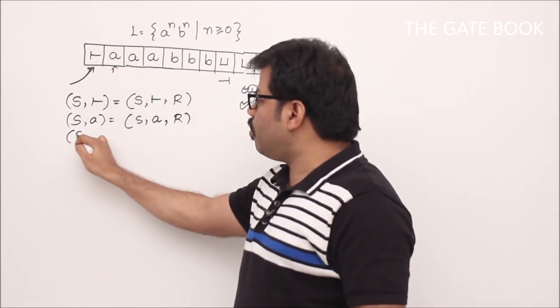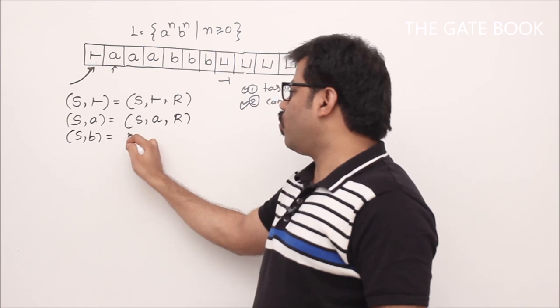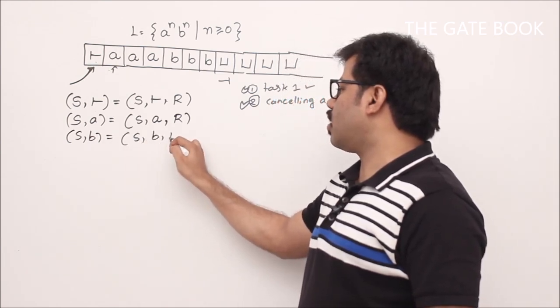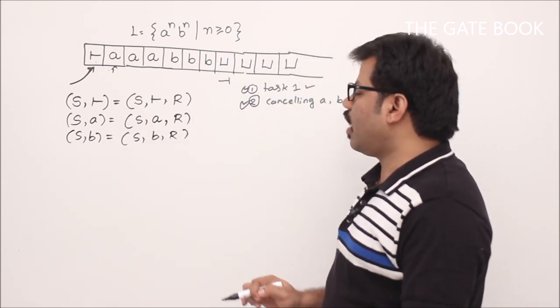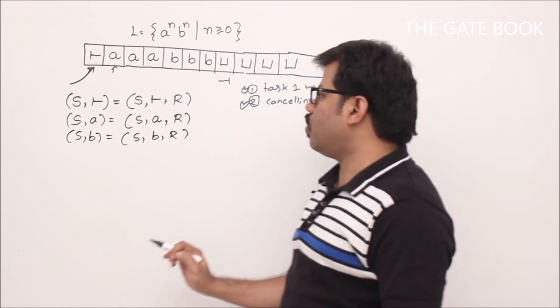But sir, what if I get B? Yes, we have to move, right? That's why S, B, R. When you do these three things, what happens? We will see. Let's blindly execute this code.